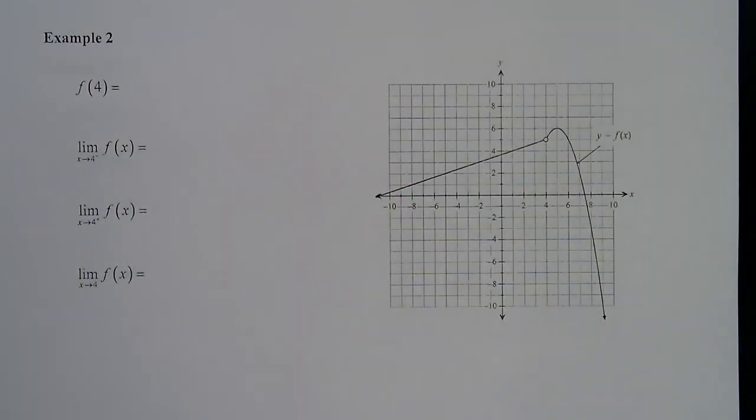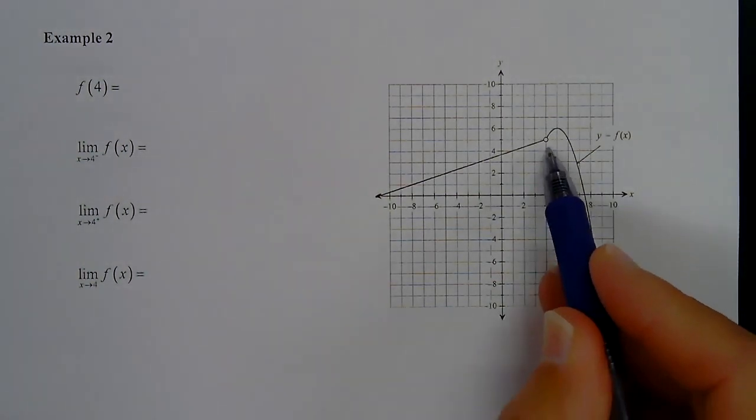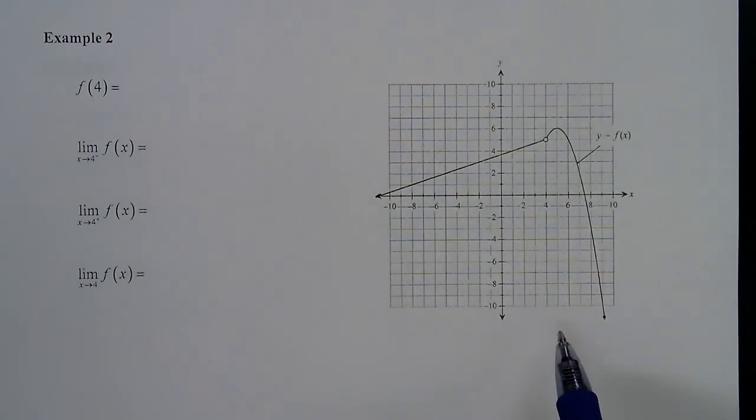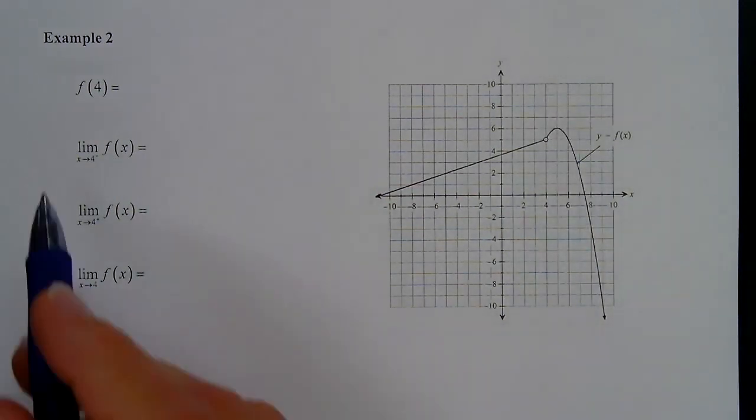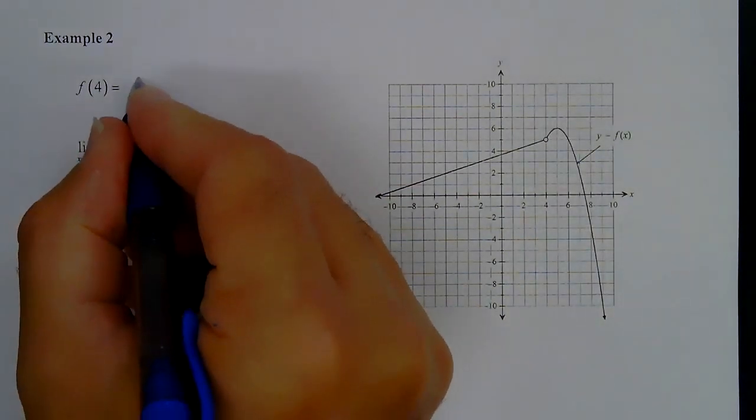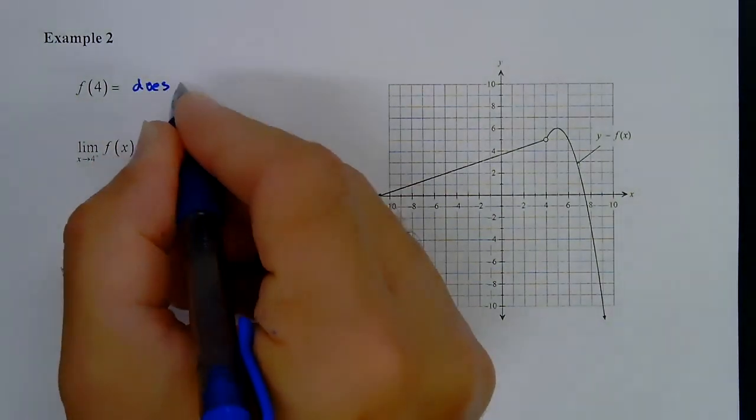Okay, so for this next one, I'm asking you to find f of 4. So we go to 4, and if we look, there's an open dot right here, okay? Now, what does an open dot mean? That means that it doesn't exist. We'd have to have a closed dot for it to exist. Remember that from last year, okay? So what does this mean? There's no other point, so that means f of 4 does not exist.